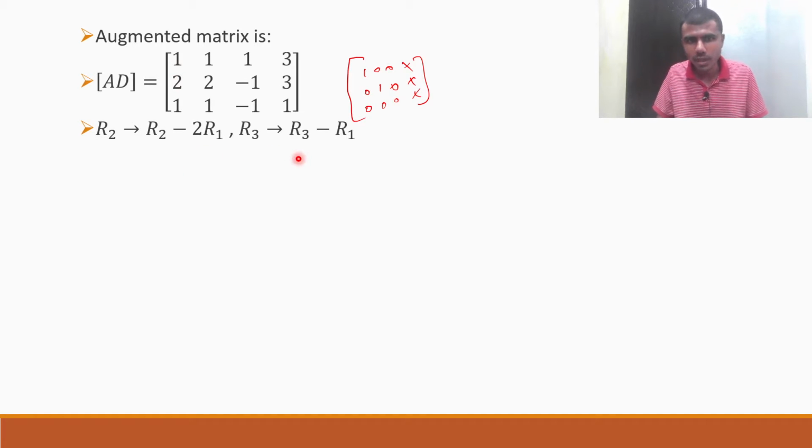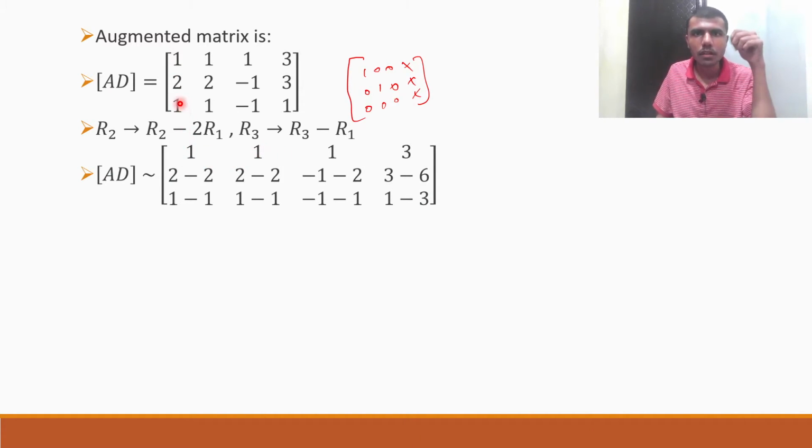So if I do these two operations, listen carefully, guys, this intermediate step I'm adding so that it will be easy for you to understand. This is an extra step kind of thing. See, R2 minus 2R1, that means 2 minus 2 into 1, that means 0. Here also 2 minus 2 into 1. So 2 minus 2, like minus 1 minus 2 ones are 2, so minus 1 minus 2.